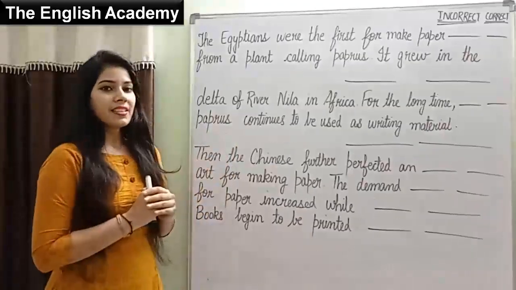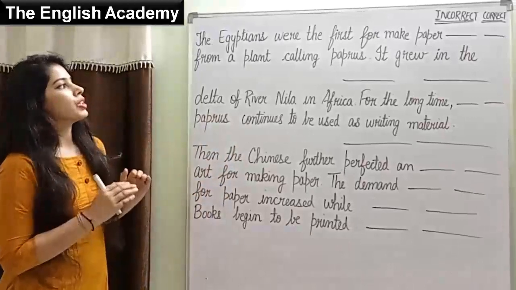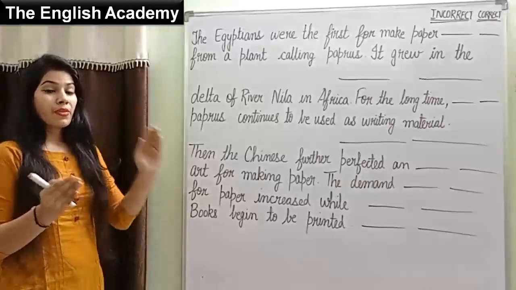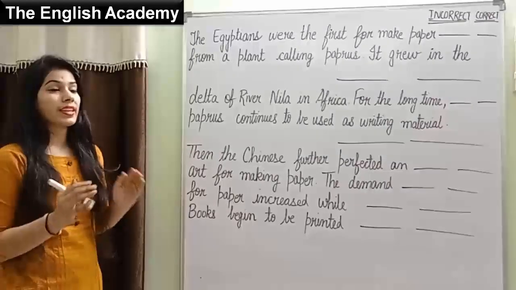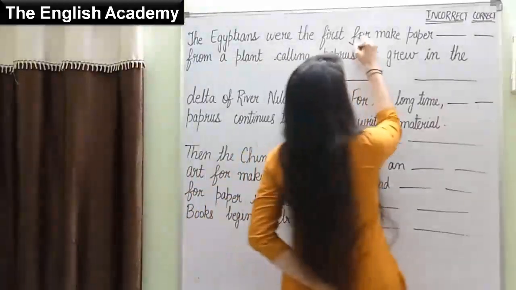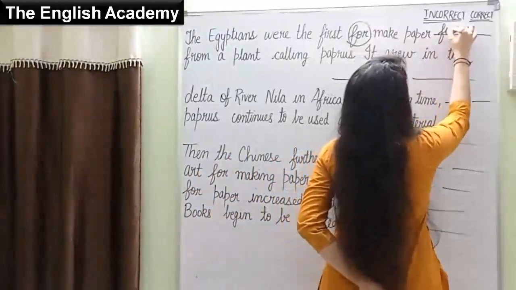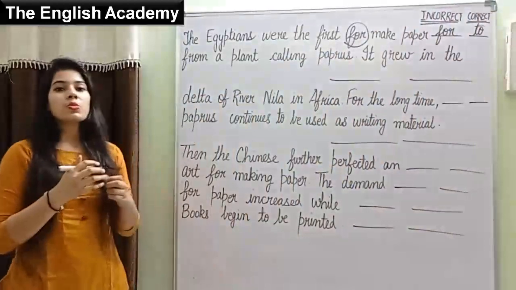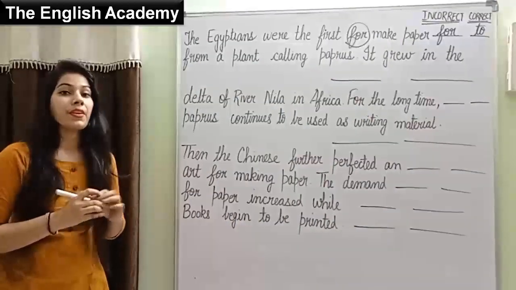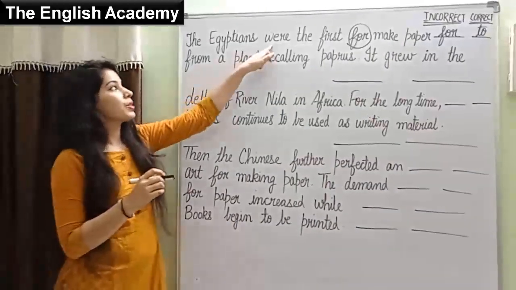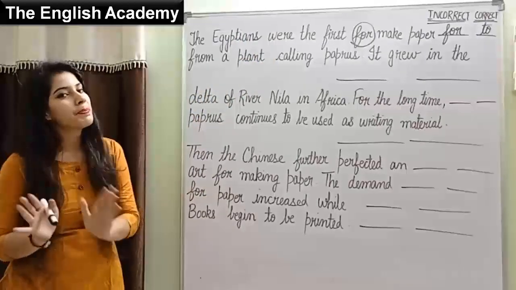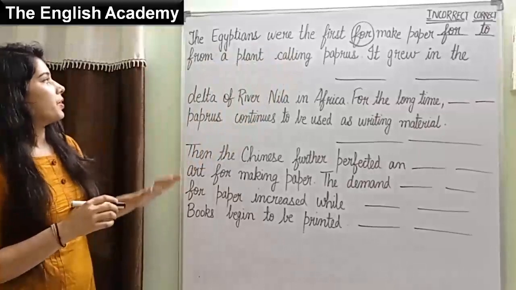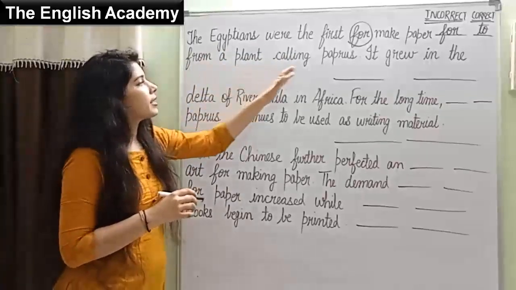So let us start. The Egyptians were the first for make paper. For make paper? For and make? Not at all correct. So the Egyptians were the first to make paper. The Egyptians were the first to make paper. With were, we can notice that this paragraph is in past tense. The Egyptians were the first to make paper from a plant calling papyrus.